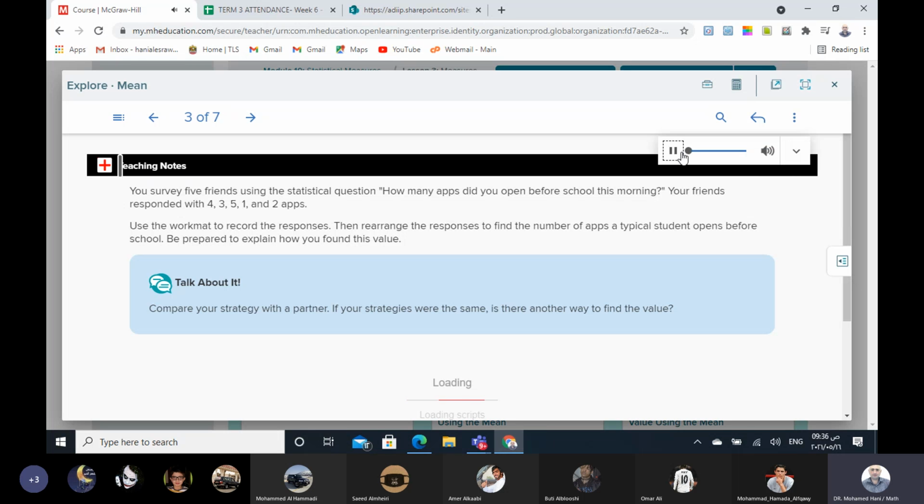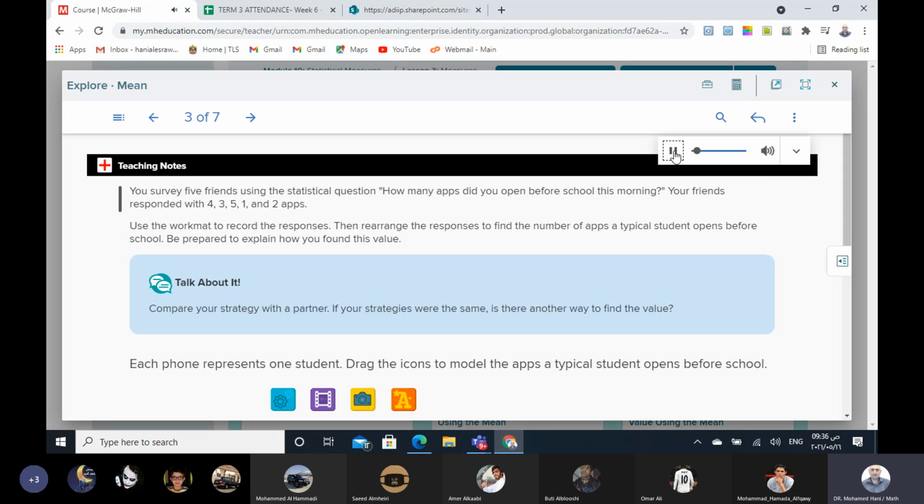Teaching notes. You survey 5 friends using the statistical question, how many apps did you open before school this morning? Your friends responded with 4, 3, 5, 1, and 2 apps. Use the work mat to record the responses. Then rearrange the responses to find the number of apps a typical student opens before school. Be prepared to explain how you found this value. Talk.